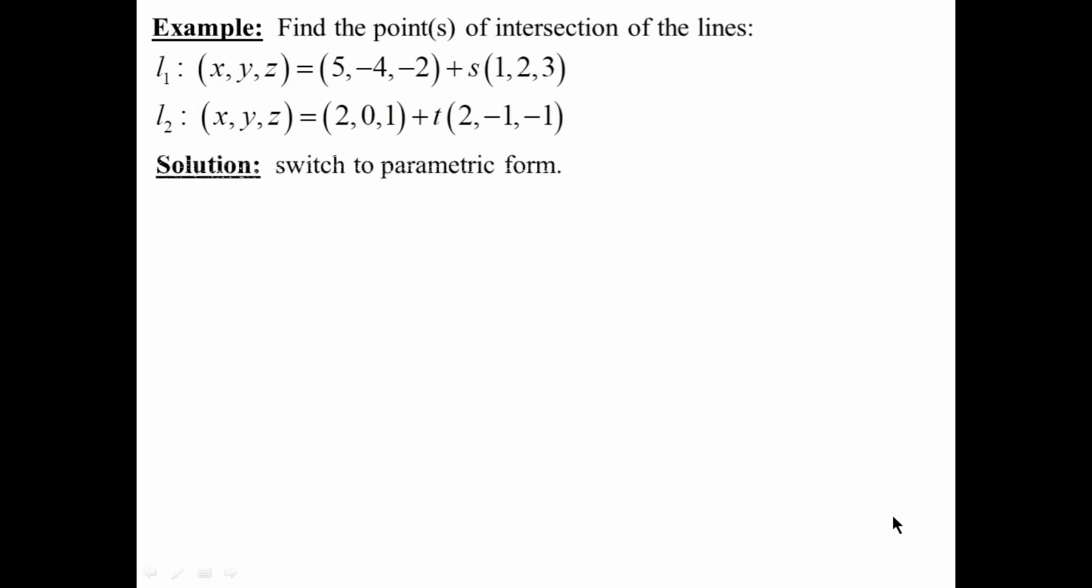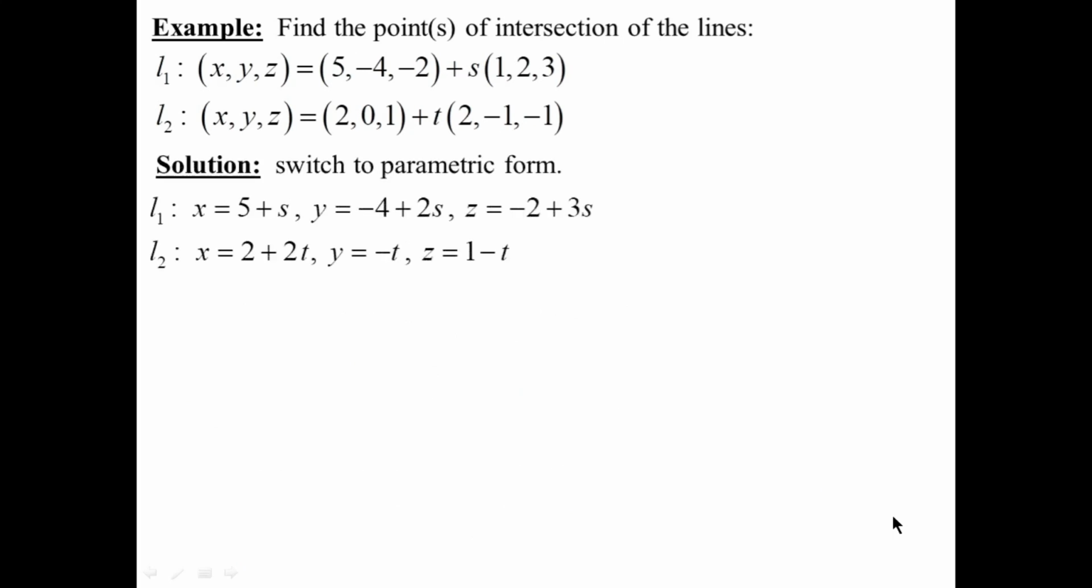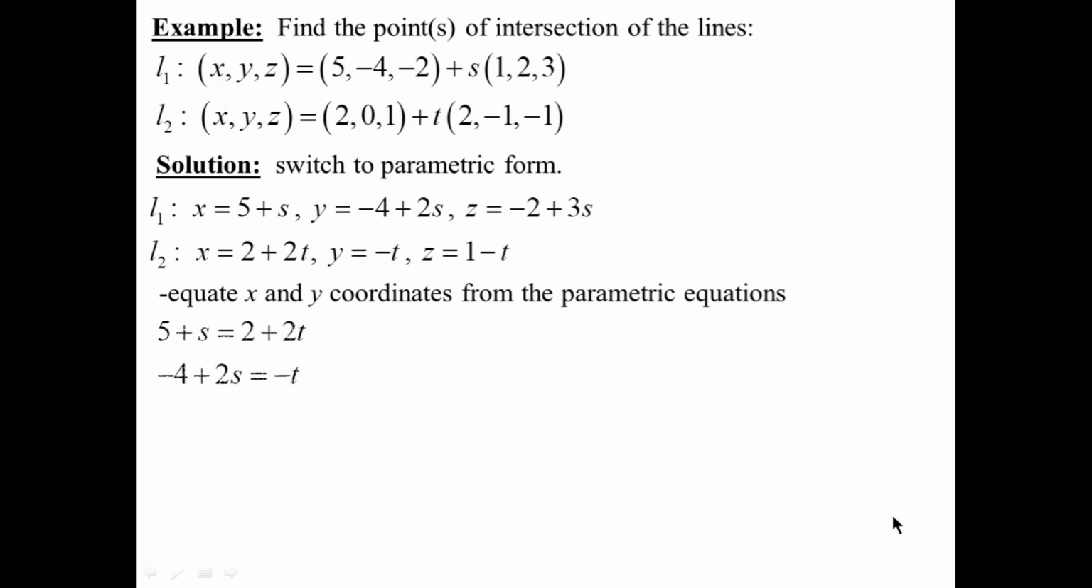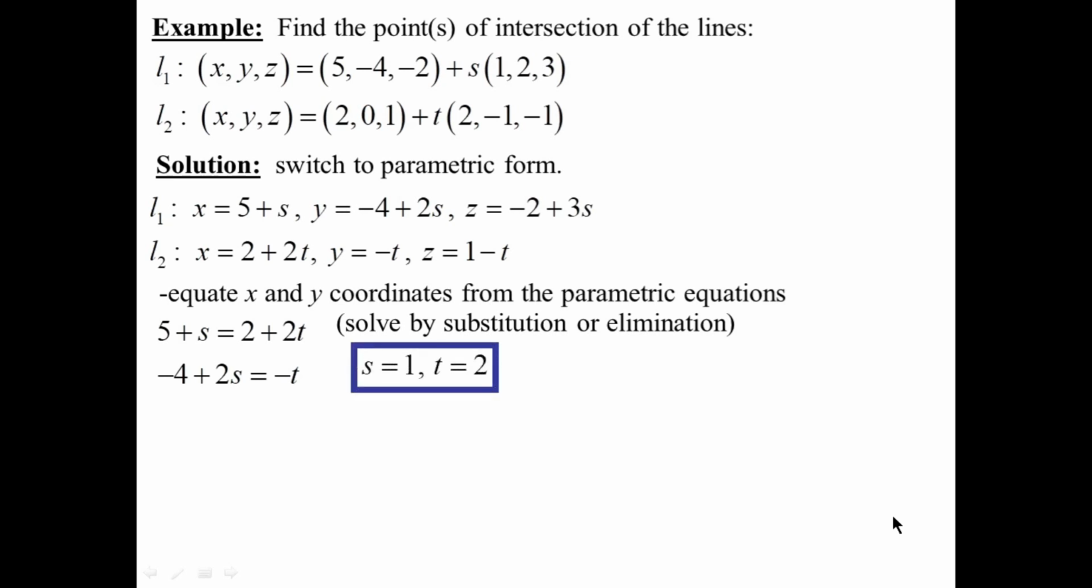Let's do it again. Switch to parametric form. Pick 2 of them and equate. How about the x and y coordinates? Solve 2 equations and 2 unknowns. Remember how to do that and actually do it. I've done it here on paper. s is 1 and t is 2. Let's see if they generate the same third coordinate. Now if I plug in a 1 here for s, I get minus 2 plus 3 is 1. And if I plug t equals 2 in here for z, I have 1 minus 2, which is not 1. It's minus 1.